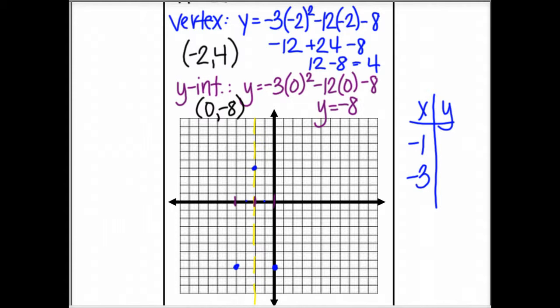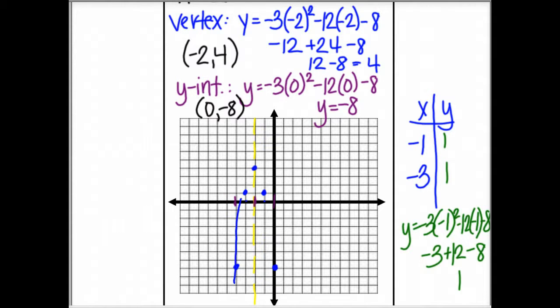When I put in -1, I have y equals -3 times -1 squared minus 12 times -1 minus 8. -1 squared is 1 times -3 is -3. -12 times -1 is +12 minus 8. -3 plus 12 is 9, minus 8 is 1. So now I have my two other points, -1, 1, and -3, 1. And then I can draw my curve, put in my arrowheads, and I will be done with that problem.